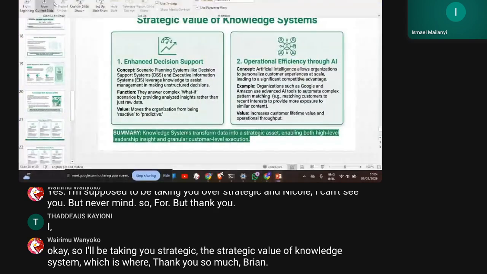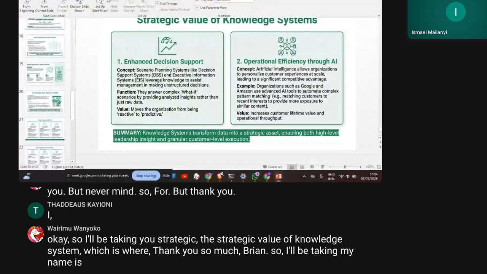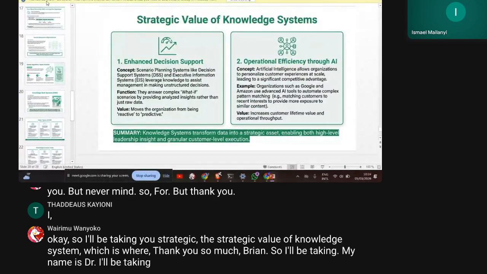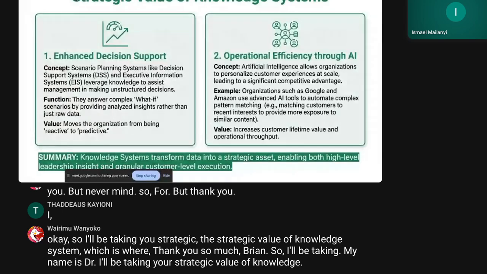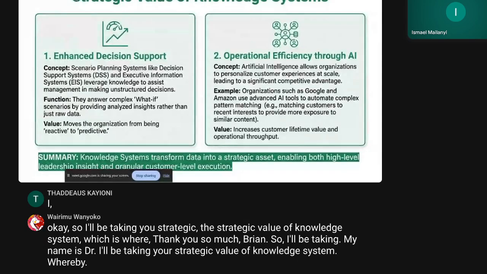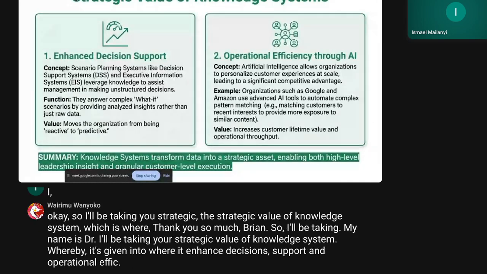I'll be taking you through the strategic value of knowledge systems. My name is Taffy. The strategic value of knowledge systems is that they enhance decision support and operational efficiency through AI. First, scenario planning systems for enhanced decision support.